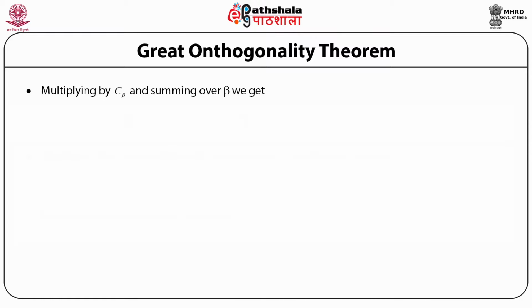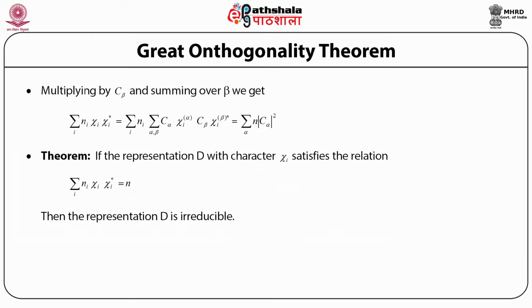Manipulating these, we then get the sum of ni chi i star chi i is equal to the sum of ni times the sum over alpha and beta of C alpha chi i alpha C beta chi i beta star, which can be written as the sum over n of C alpha star C alpha. And this leads to the theorem. What is that? If the representation D with character chi i satisfies the relation that the sum over all i of ni chi i chi i star, where ni is the number of elements in a particular class, is equal to n, the order of the group, then the representation is irreducible.